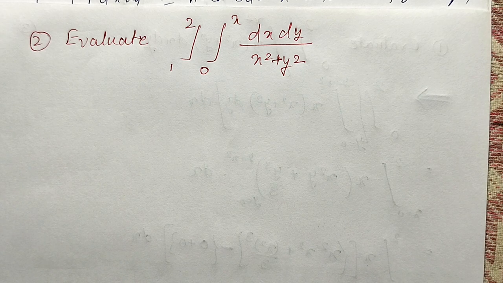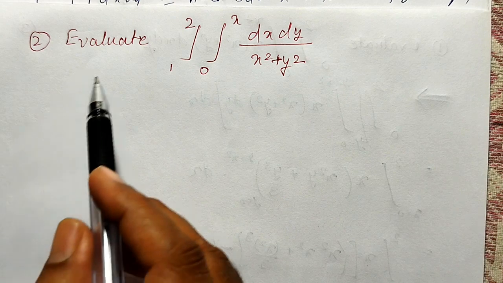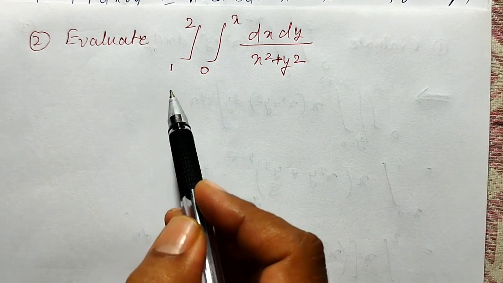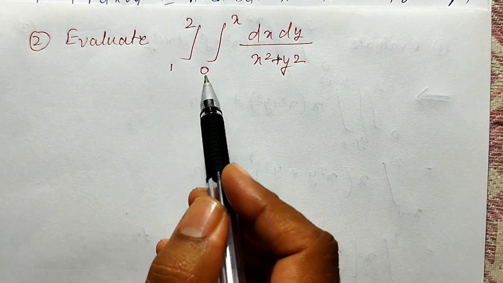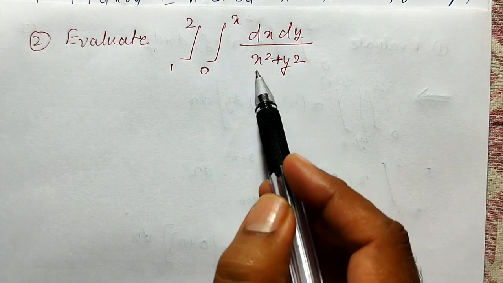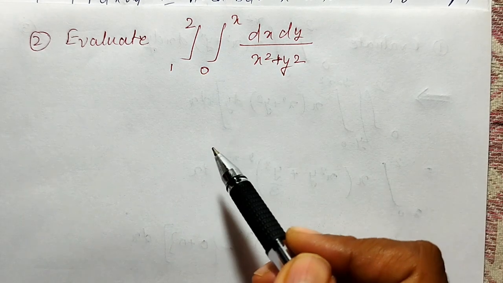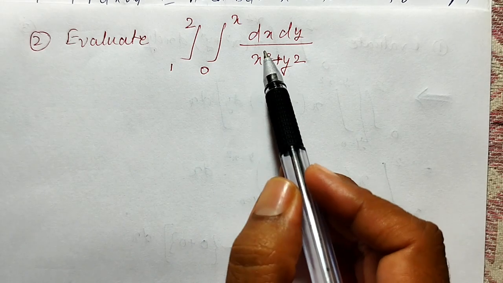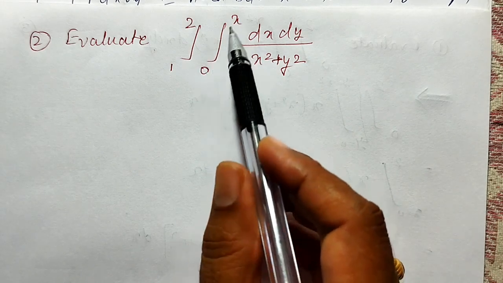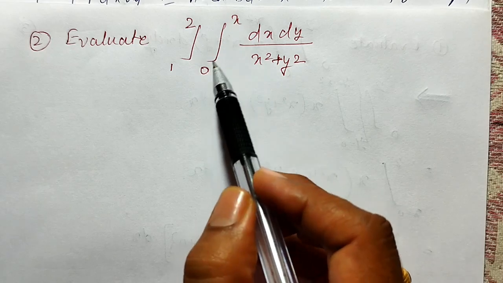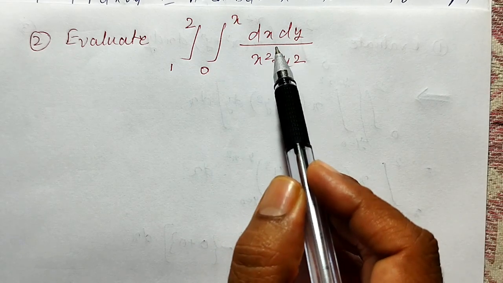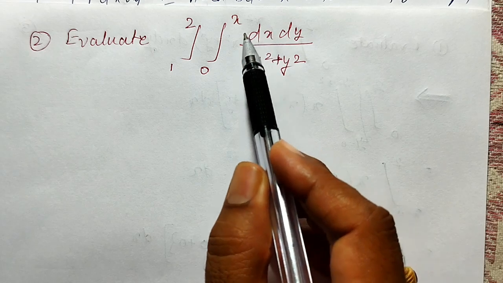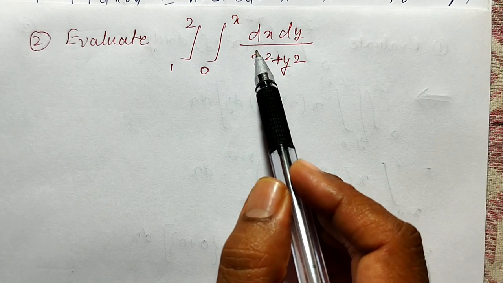Hello friends, in this video I am going to evaluate the integral from 1 to 2 and from 0 to x of dx dy over x square plus y square. As per my previous videos, what you are thinking is that the limits are with a variable, one limit is variable, and here dx dy is given. If you think first you have to integrate with respect to dx, it is totally wrong.